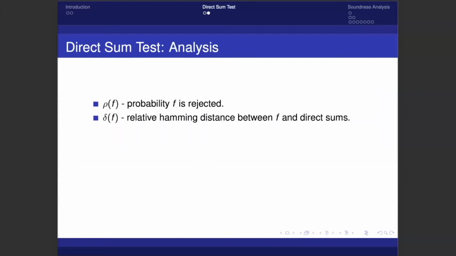Okay, so let's look at what guarantees we can show for a direct sum test. Let's start with some notation. Let rho of f denote the probability that the function f is rejected by the test, and delta of f denote the distance between f and the set of direct sums. So we measure distance as relative. By distance, I mean relative Hamming distance.